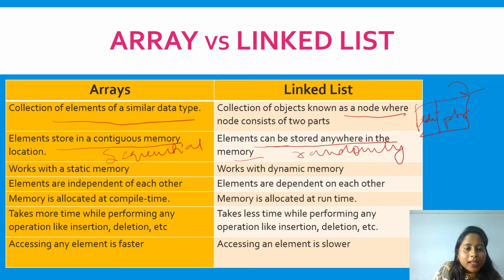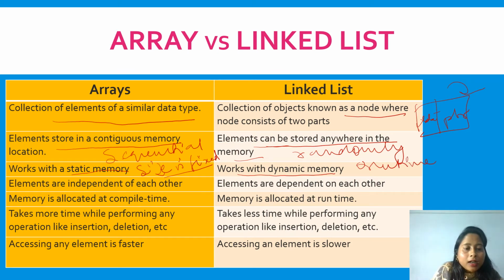Next is, arrays work with static memory. That means here memory size is fixed. That means once it is initialized, we cannot change the size of a memory in array, whereas linked list works with dynamic memory. That means the size of the memory can be changed at our own convenience at runtime.